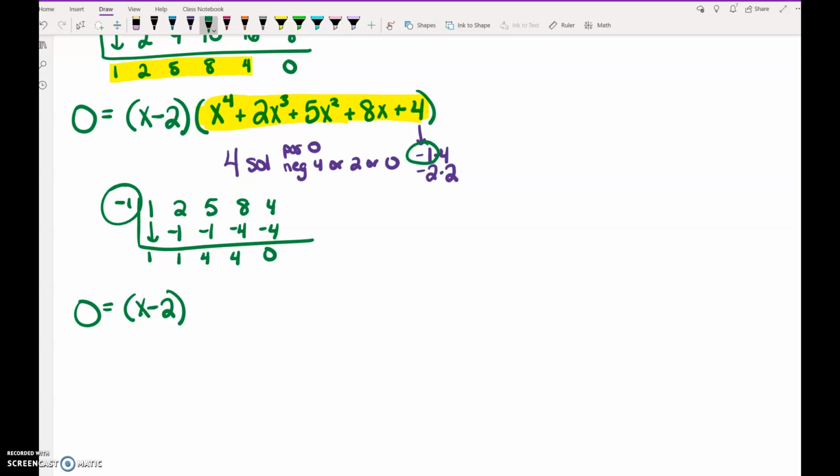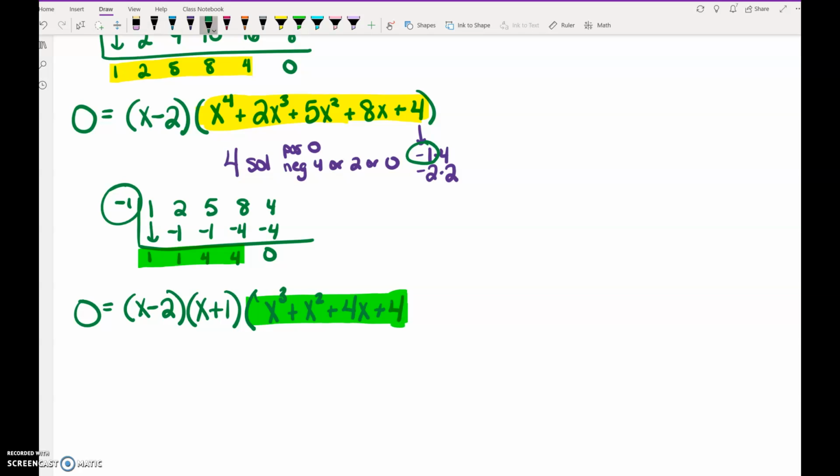We have 0 equals x minus 2. The x minus 2 comes from our very first solution that we found. We also have a solution of x of -1, so x plus 1 goes in there. And this stuff is going to become the next set of parentheses. We have 1x to the 3rd this time, plus x squared, plus 4x, plus 4.